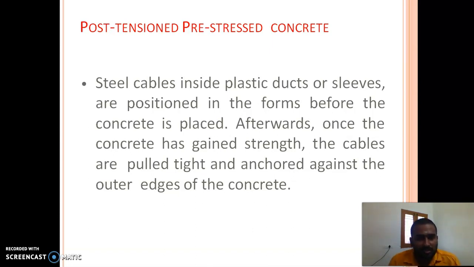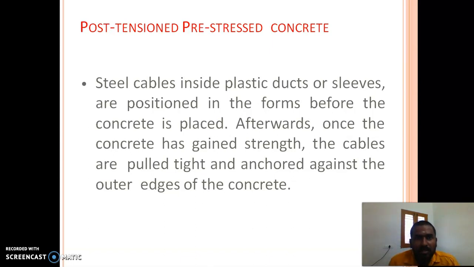So here what is given is steel cables inside plastic ducts or sleeves. These plastic ducts or sleeves are positioned in the forms before the concrete is placed. Afterwards, once the concrete has gained strength, the cables are pulled tight and anchored against the outer edges of the concrete.